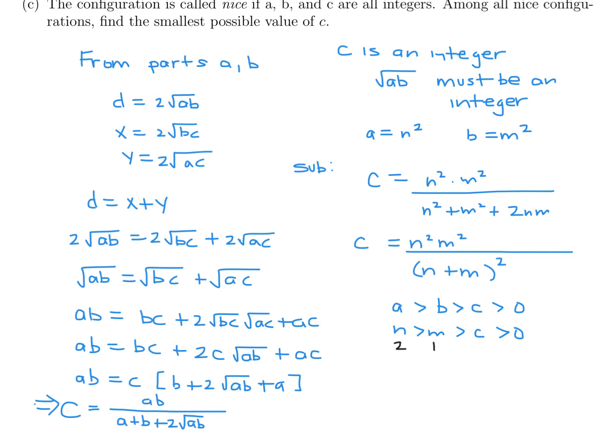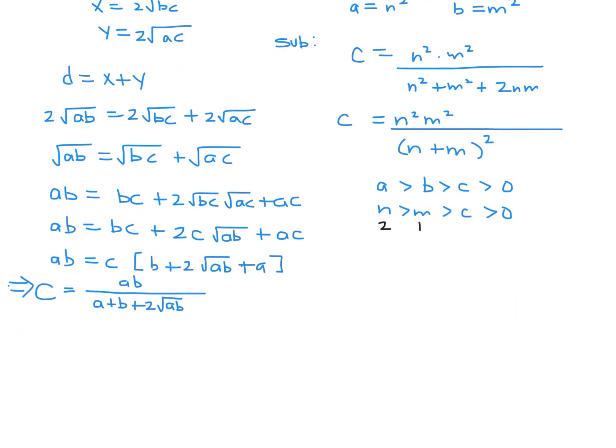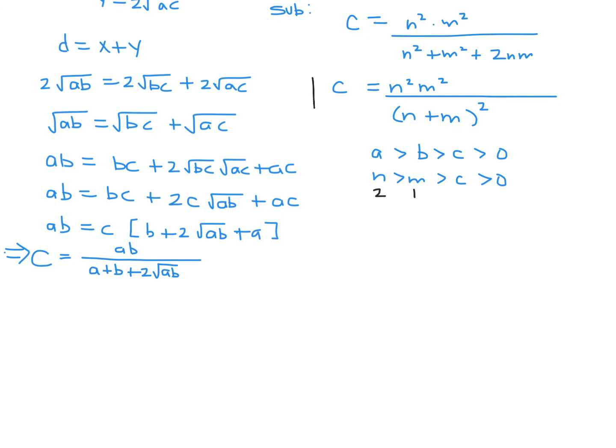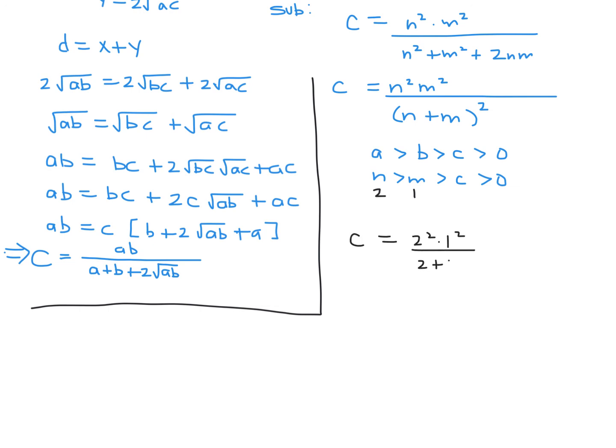Well, let's just see what happens. Let's see what happens with this, and then we can try to extrapolate. Interesting question. Okay, so if that's the case, let's solve for c. C would therefore be 2 squared times 1 squared over 2 plus 1 all squared, and that is what? 4 over 9. Right, and as expected, that's not an integer.